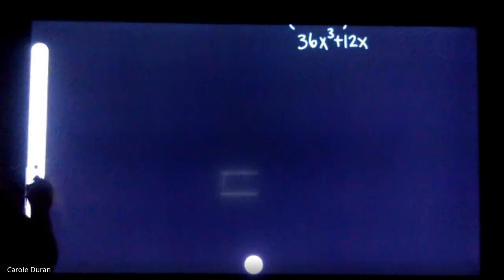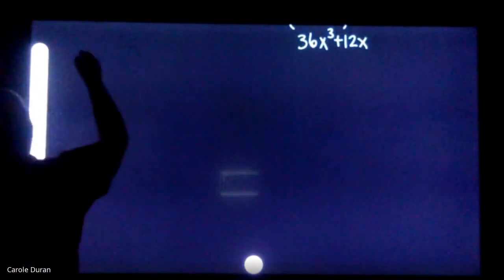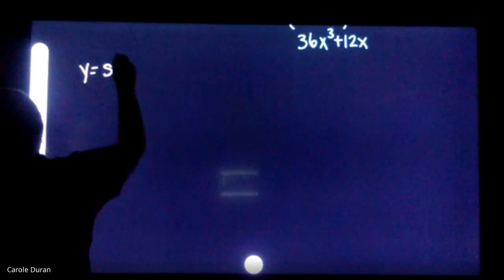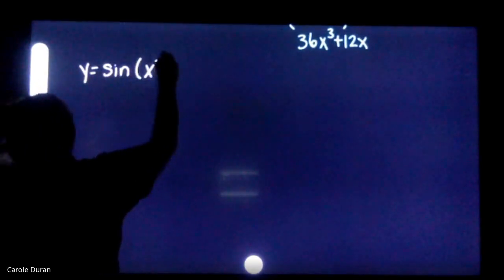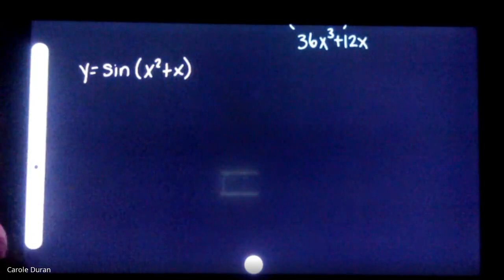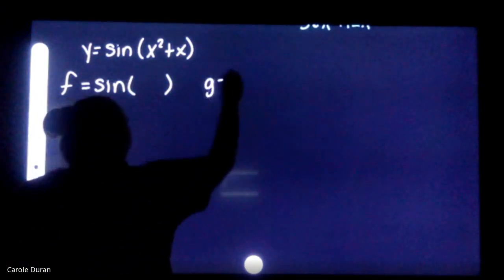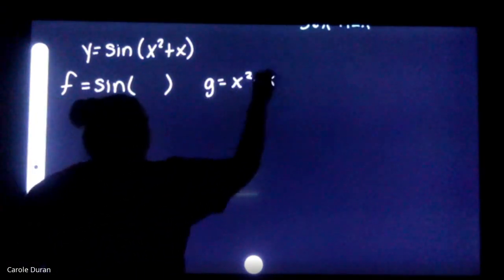So the next example I would like to do is y equals sine of x squared plus x. Once I have the function written, just like before, I need to identify my outside function and my inside function. It's pretty obvious to me that my outside function f is sine of the parentheses, and my inside function g is what's inside of the parentheses, so x squared plus x.